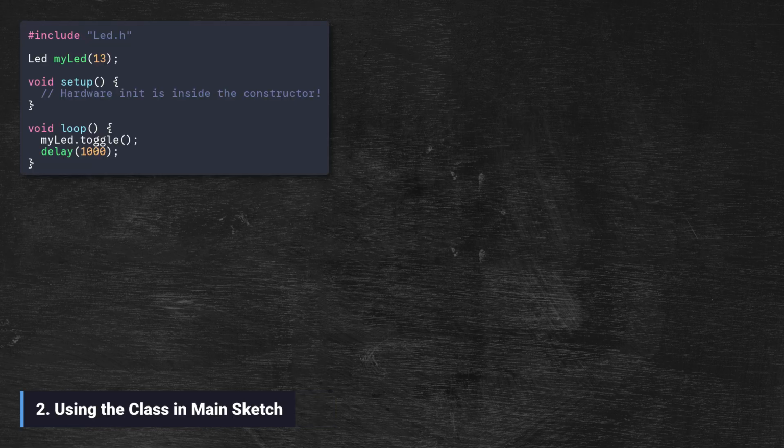To use our organized class in the main sketch, we simply include LED.h at the top. This tells the compiler about the LED class. From there, we use it exactly like we did before. Notice how clean our main file remains, no bulky class definitions getting in the way.